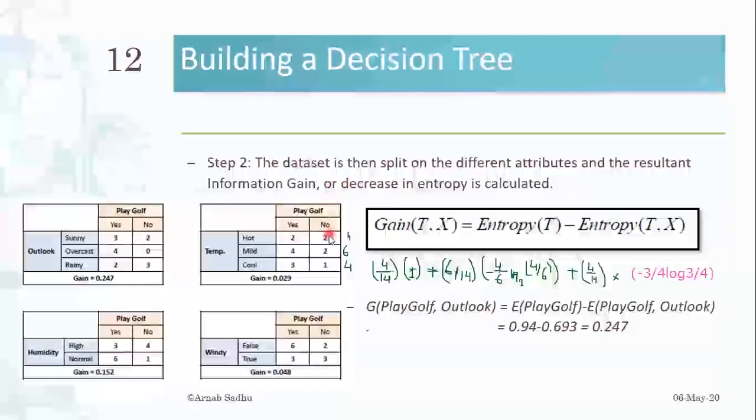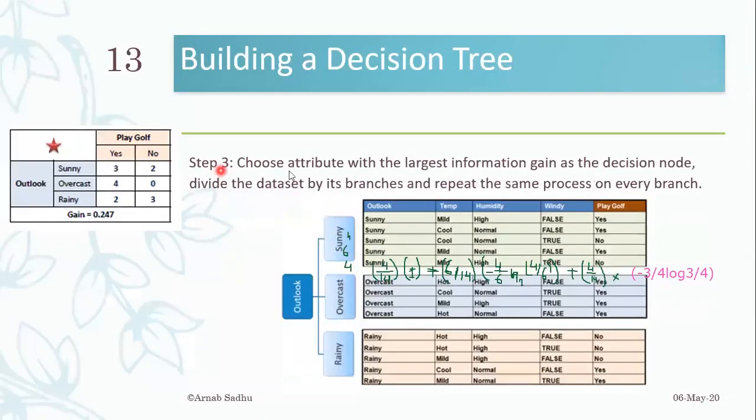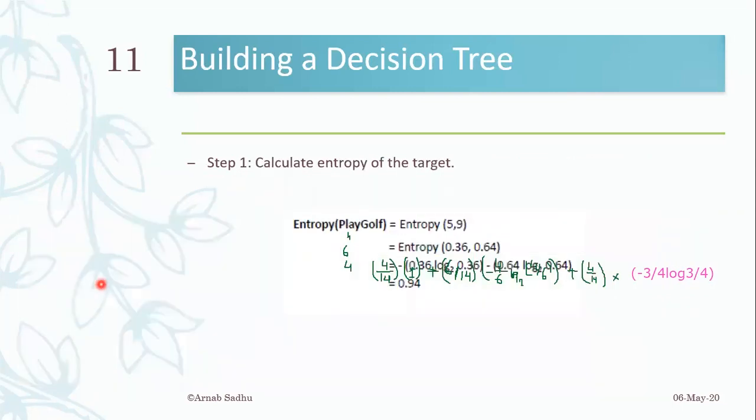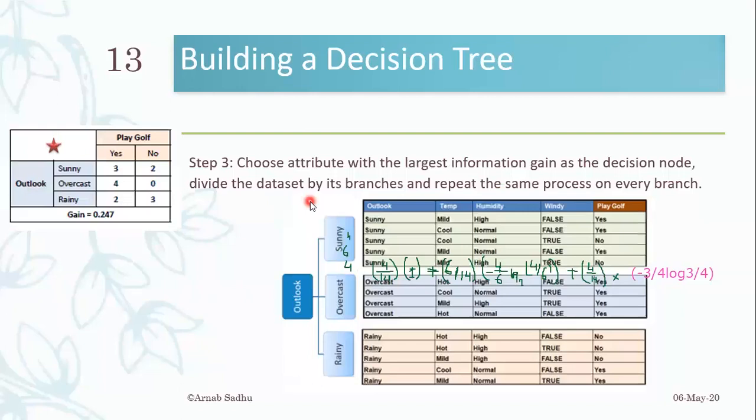Step 3 is to choose the attribute with the largest information gain as the decision attribute. What is the largest information gain? Here this was the largest information gain, 0.247. Among all these 4 tables, 0.247 had the largest information gain. So we will split at outlook. This was step 3, where we choose the attribute with the largest information gain as the decision node, and we divide the dataset by its branches and repeat the same process on each and every branch.